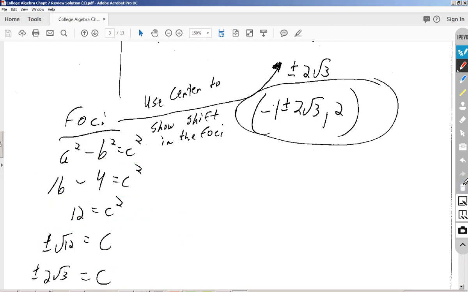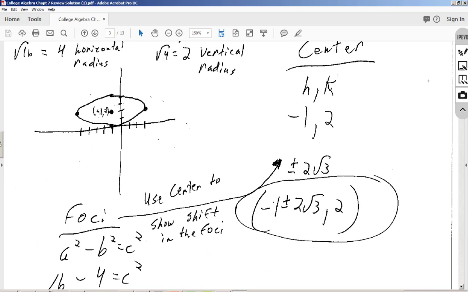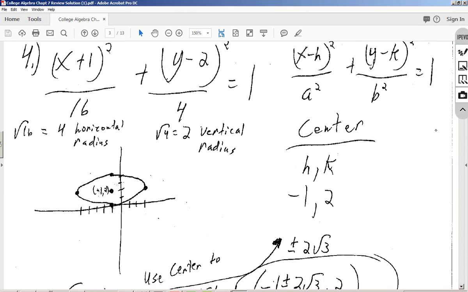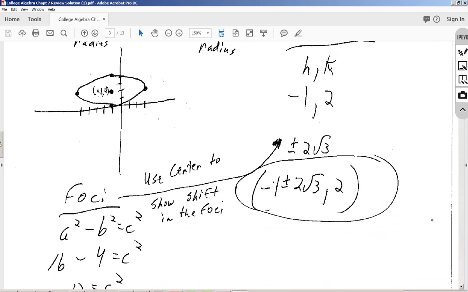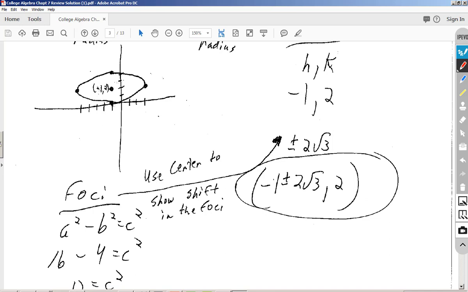Now I need to remember that the foci will shift just like all the rest of my graph shifts. So I locate my major axis to decide which one the focus is sitting on. So here's the longer axis, so that means it's going to be in place of this. It's going to be with my shift at negative 1. And then the 2 is just going to stay the same. So as I go to write this as an ordered pair, I'm going to rewrite it as negative 1 plus or minus 2 square root of 3, and 2. And that would be the location of my foci. So make sure you use the center to show the shift in the foci.